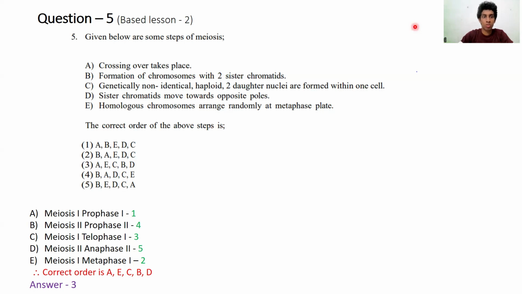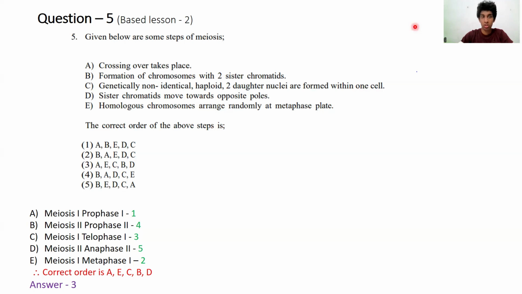So let's see one by one. A. Crossing over takes place. So the crossing over takes place during prophase 1. B. Formation of chromosomes with two sister chromatids. So it occurs during prophase 2. C. Genetically non-identical haploid two daughter nuclei are formed within one cell. It occurs during telophase 1. D. Sister chromatids move towards opposite poles. It occurs during anaphase 2.